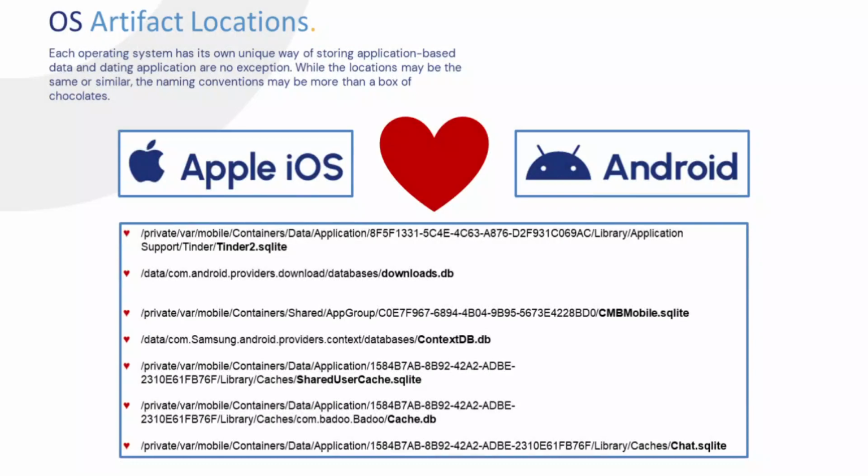Let's take a quick peek into operating system artifact locations. Each operating system has its own unique way of storing application-based data, and dating applications are no exception. While the location may be the same or similar, the naming conventions may be more than just a box of chocolates. As we see here, this is not by any means an all-inclusive list of where applications store data. This is just some of the locations between Apple and Android where we can find some of that unique application data.